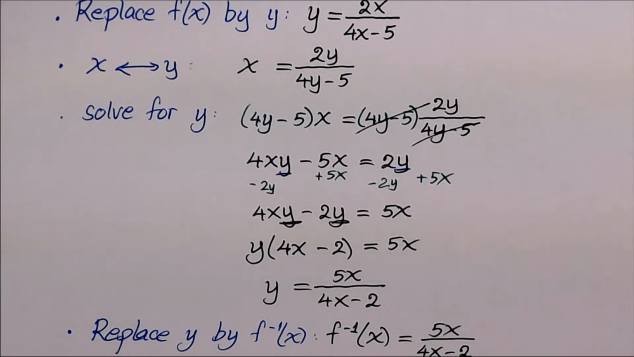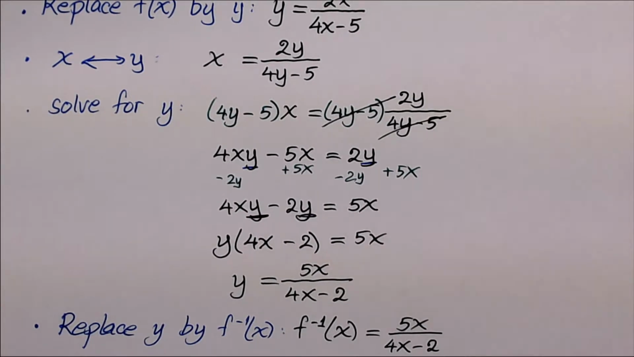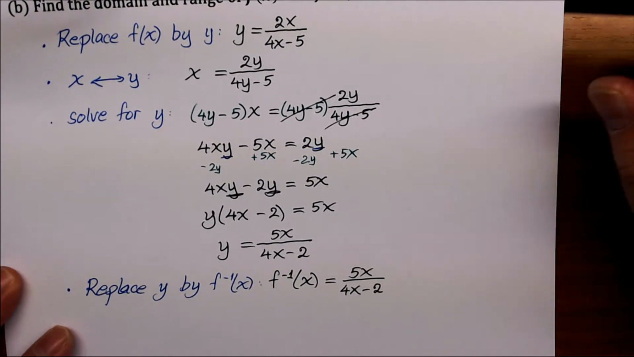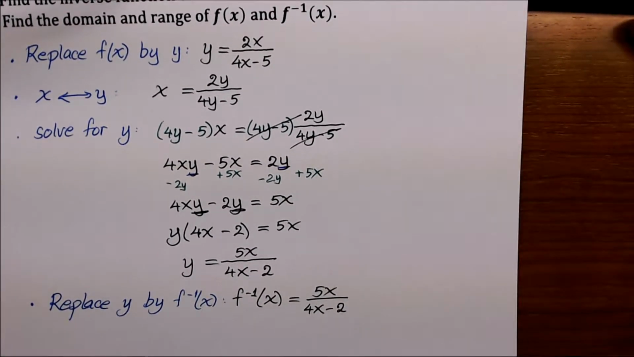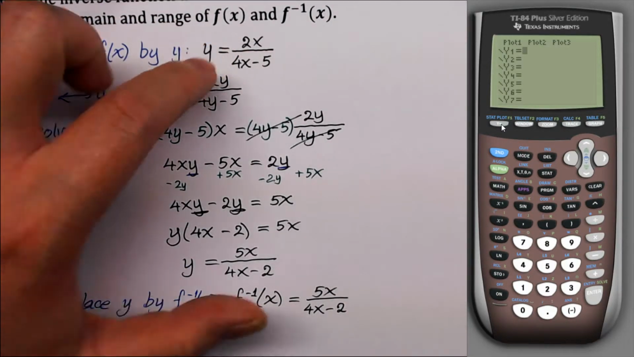Next step, we will find the domain and range of the function and the inverse. To do that, first we need to check to make sure that we actually found the inverse correctly. So first, let's zoom out a little bit and then bring the calculator up. First, we will graph the function and then the inverse.